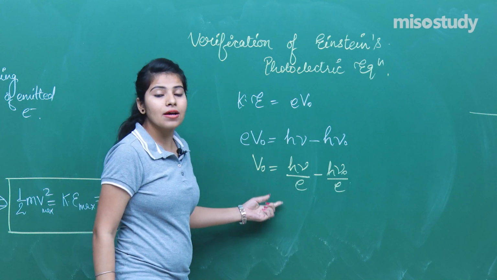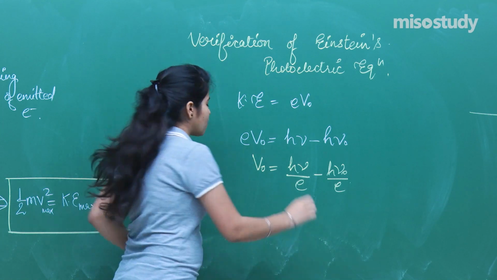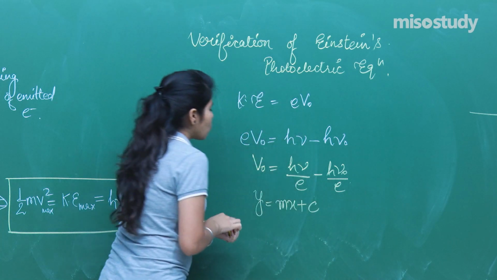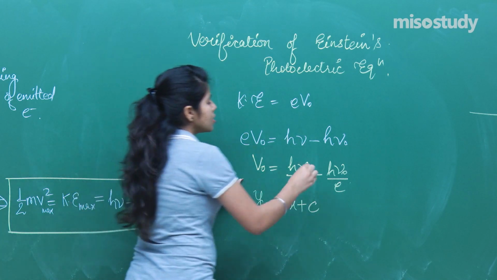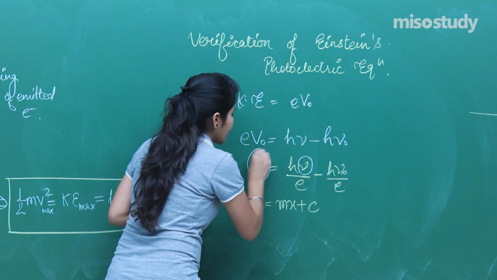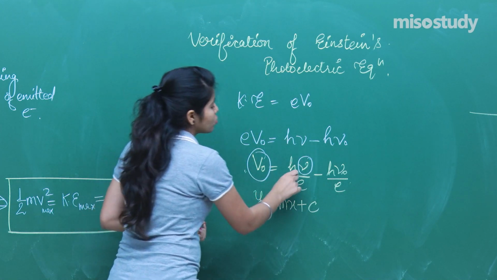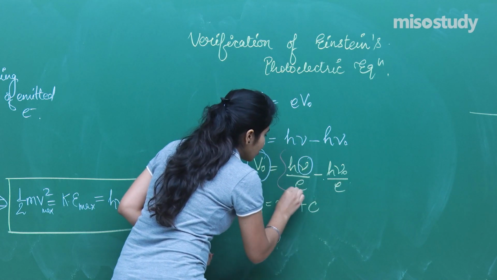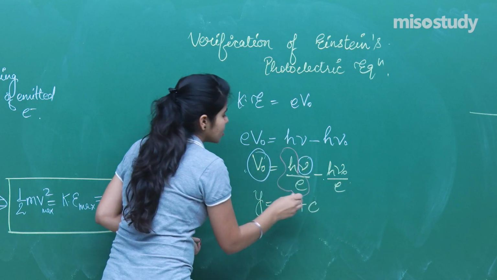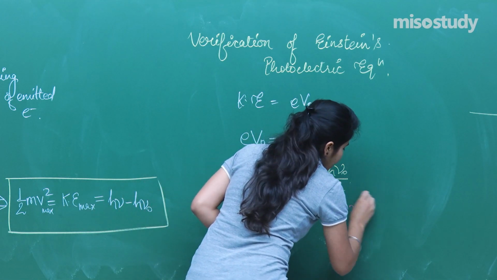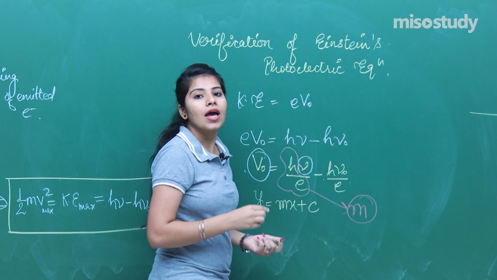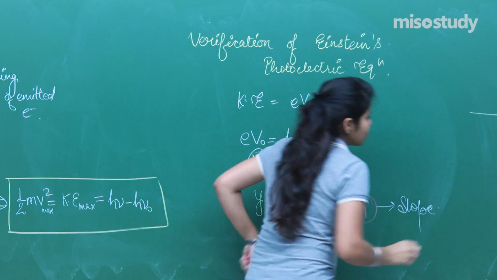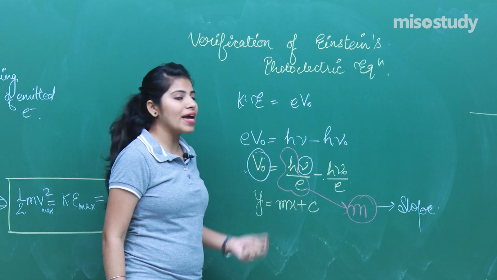Now on comparing this equation with y equals mx plus c, this was plotted on the y-axis, this was plotted on the x-axis. So this is y equals mx plus c. That means this particular value h by e is the slope. M is what? M is the slope. So that means he has written h by e.